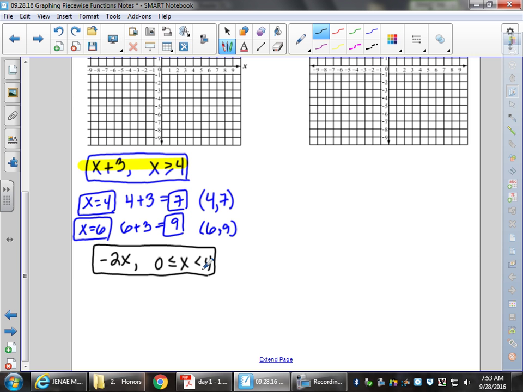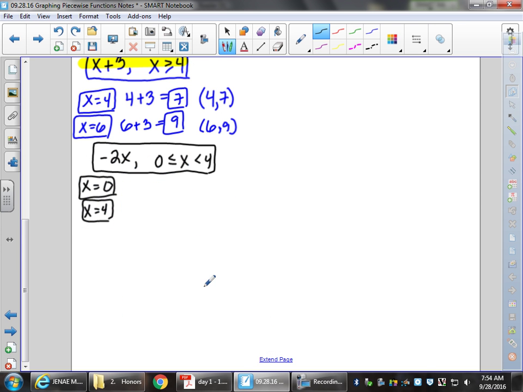We have our next piece. Now, I need at least how many points to graph 2? I think something really nice is here for us. Any ideas on this? I already have my 2 x values. Do I have my smallest and my biggest? Yeah. So what 2 x values are we going to work with? That's it. X equals 0 and x equals 4.